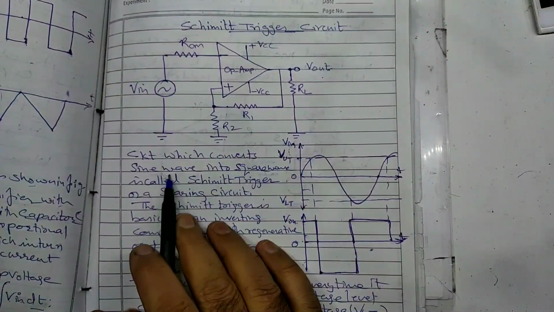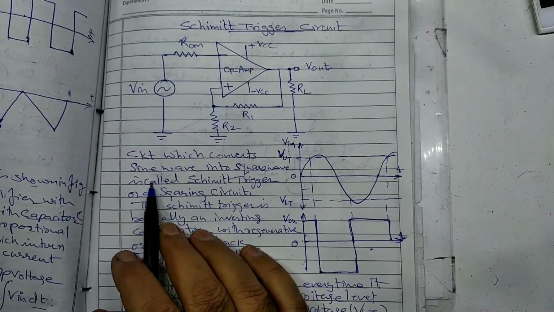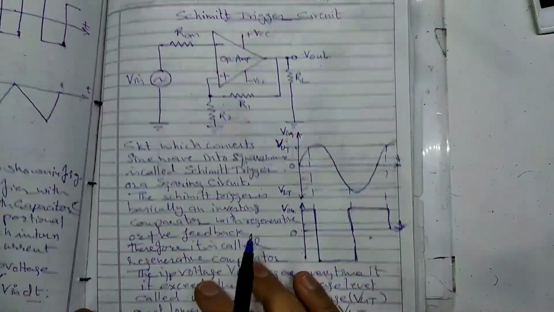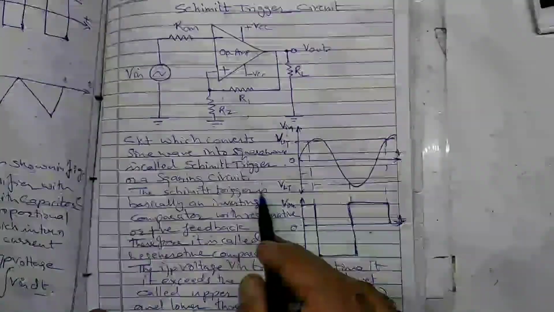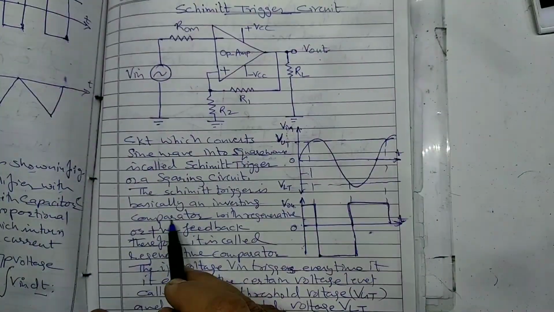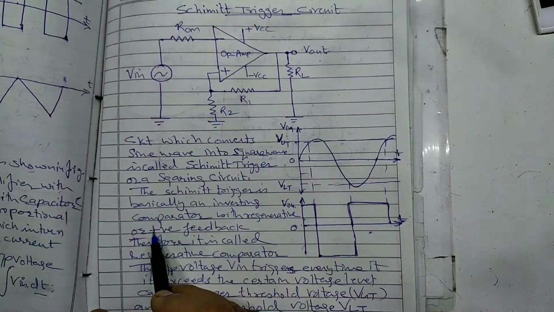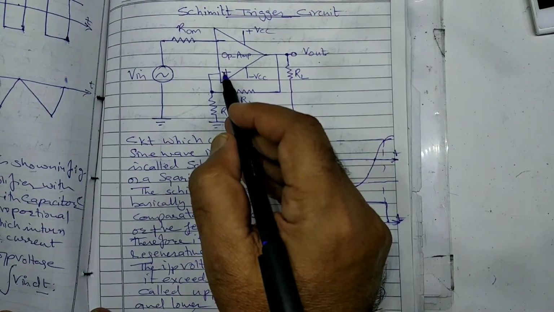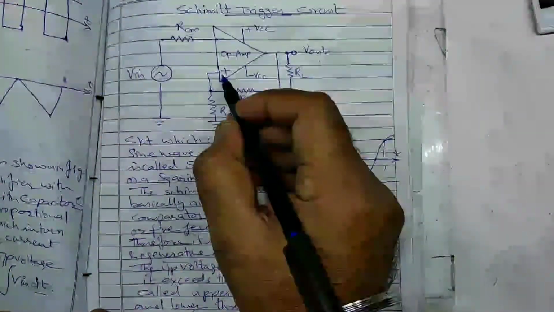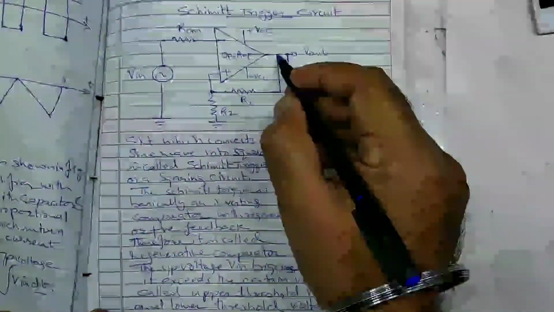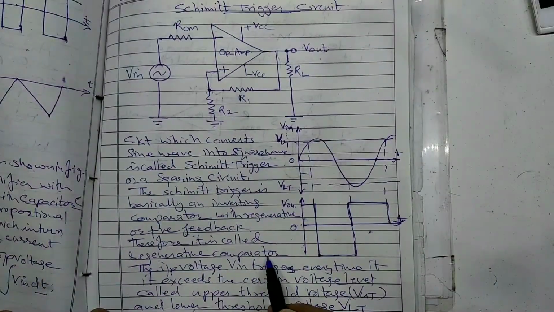The circuit which converts a sine wave into a square wave is called a Schmitt trigger or a squaring circuit. The Schmitt trigger is basically an inverting comparator with regenerative or positive feedback. Here we can see this is providing positive feedback. Positive means the feedback is applied to the non-inverting terminal. Therefore, it is called a regenerative comparator.